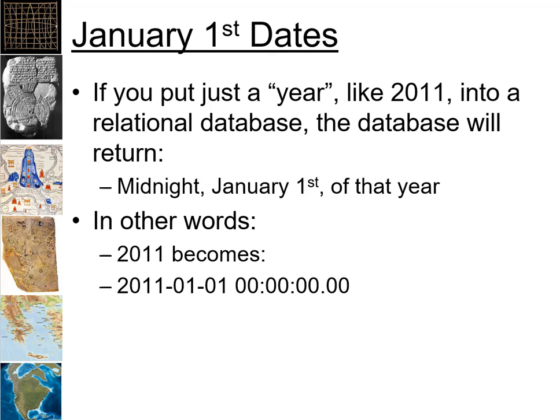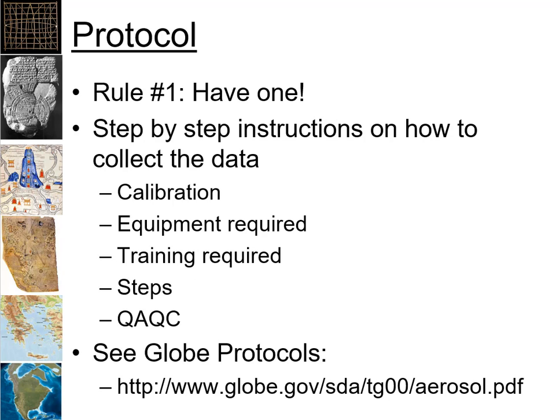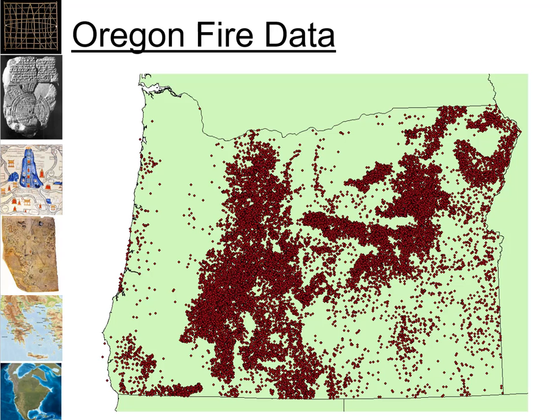All right, so examples of how to manage this. By far the most important thing, especially with field data, is having a protocol. These should be specific step-by-step instructions on how to collect data, including calibration of people and equipment, and the equipment and training that's required. They should be step-by-step and include QA/QC. The GLOBE project is an international project to monitor weather, and they have some of the best protocols I've ever seen if you need examples.